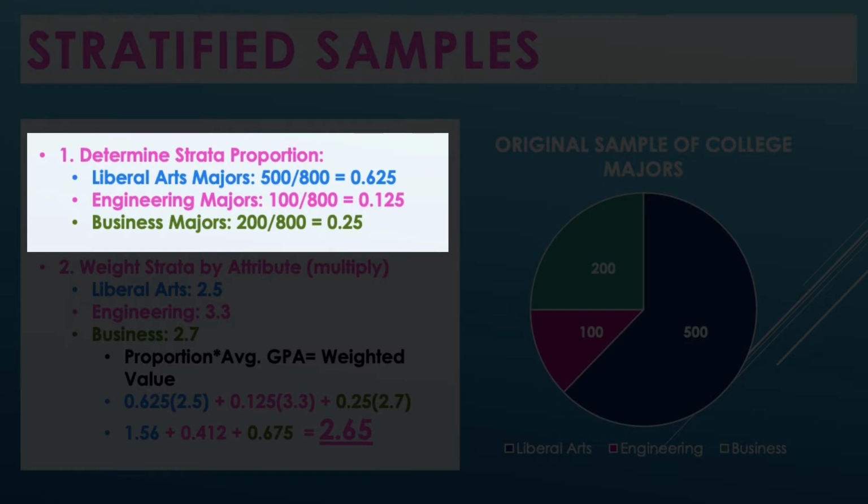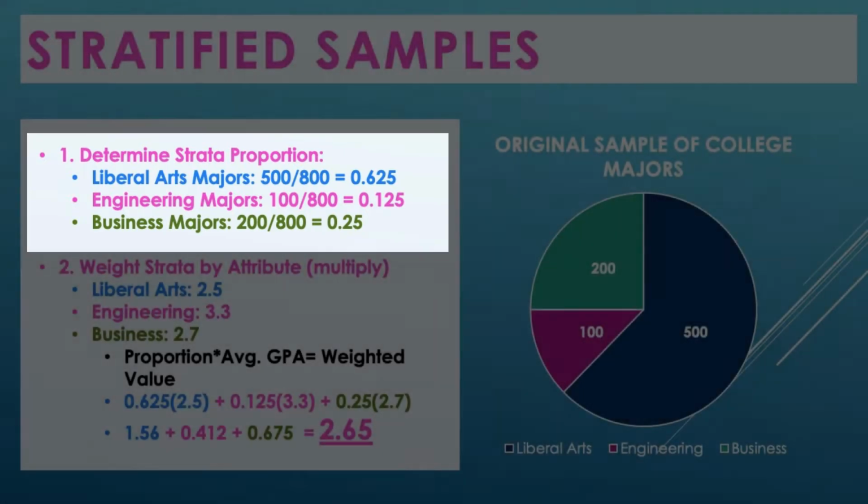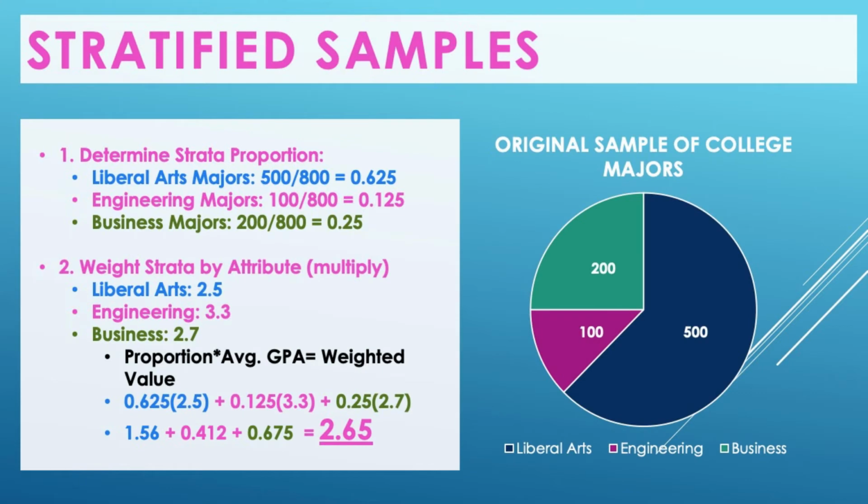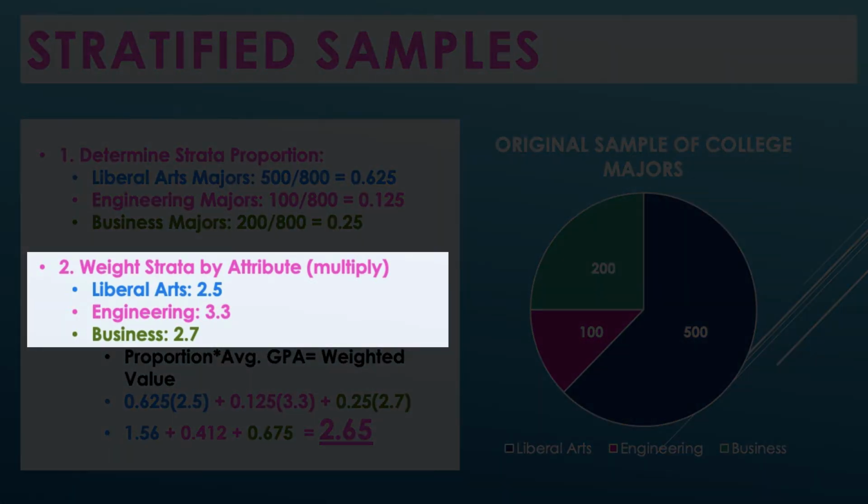Engineering majors constitute 12% of the total population. And then business majors, there's 200 of them. Divide that by 800. 25% of all of the majors are business majors. So here we have our proportions. You could add those all up, they would equal 100. And what we're going to do is take these proportions and multiply them with the average GPA of each of the groups.